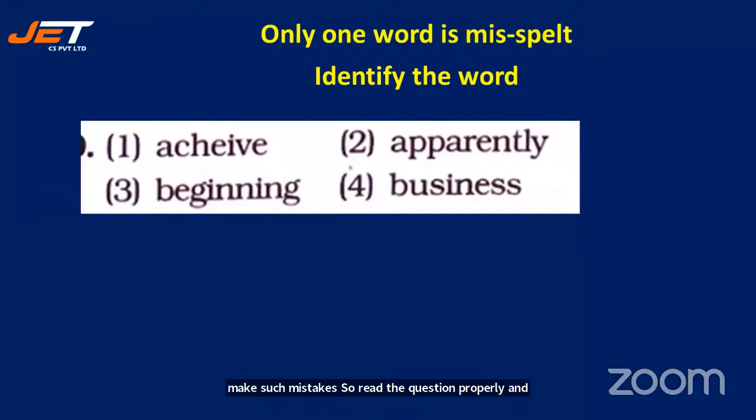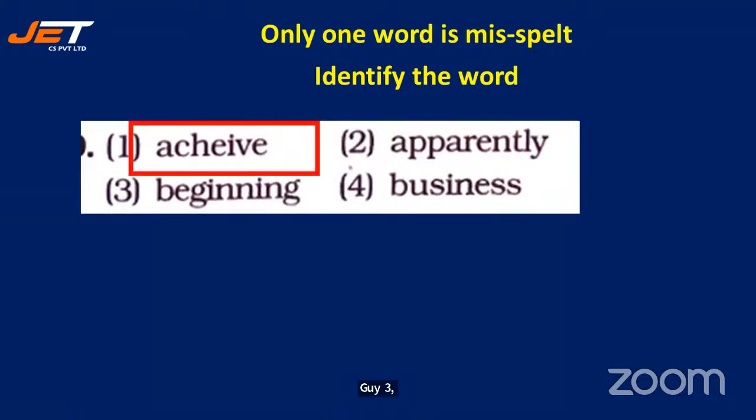So only one word is misspelled, right? And it means that only one is not having proper spelling. All others are right. Which one is it? Is it achieve, apparently, beginning, or business? Let's see how many are going to give me the right answer. Sai Vardhan, you're right. Banu, check your answer. Gayatri, you're right. Sandhya, you're right. Yes, almost all are giving me the right answers. It is achieve. So A-C-H-E-I-V-E. No, the answer is A-C-H-I-E-V-E, isn't it? So that's a correct spelling. Here it is being spelled wrong.